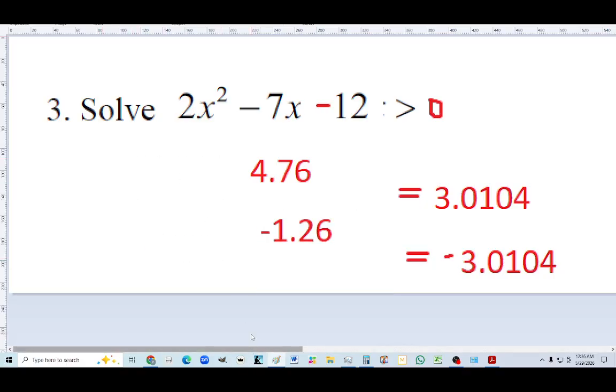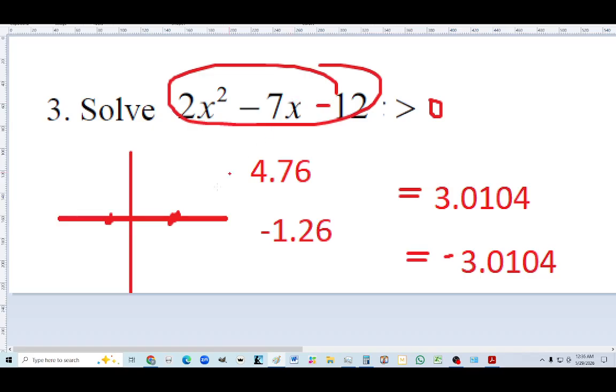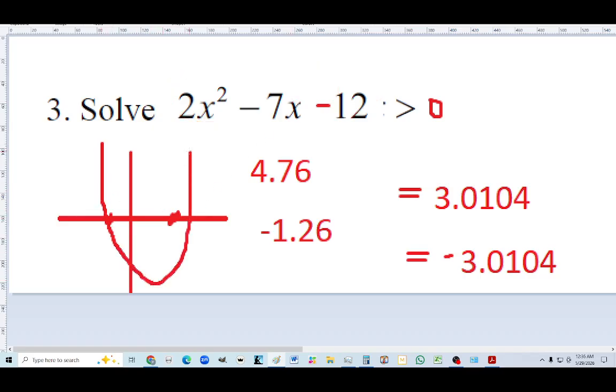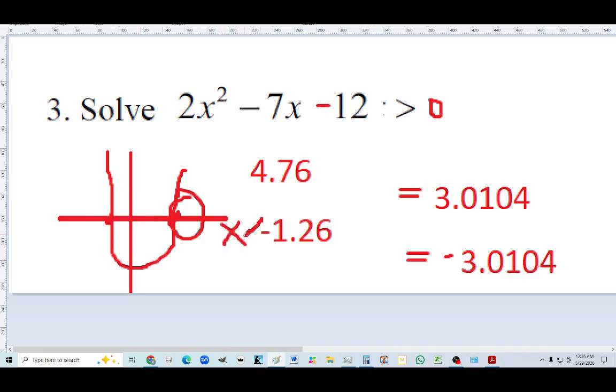So if I'm going to draw this on a quadratic, 4.76 is here, negative 1.26 here. This is an upward facing parabola. Looks like that. When is it above 0? When it's to the right of this line and when it's to the left of that. So when it's smaller than this and when it's bigger than that. I might have made some arithmetic errors, but that's the general idea.